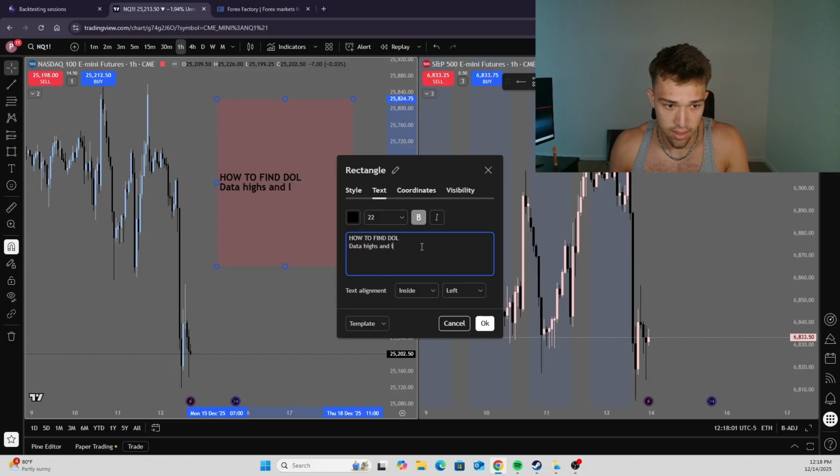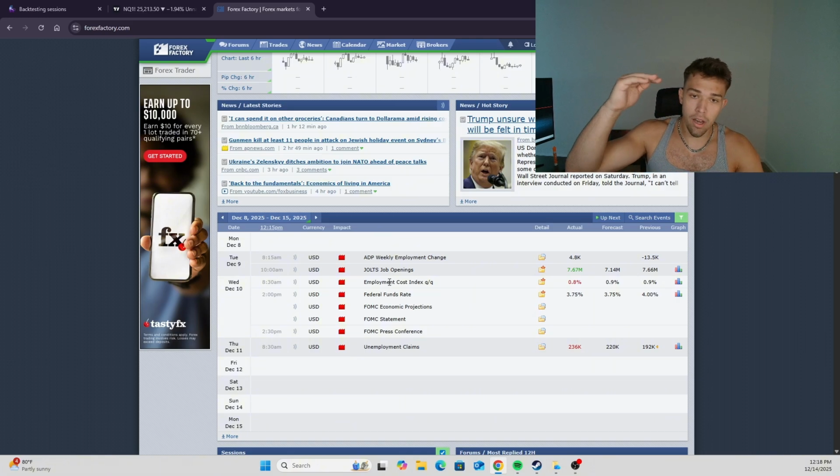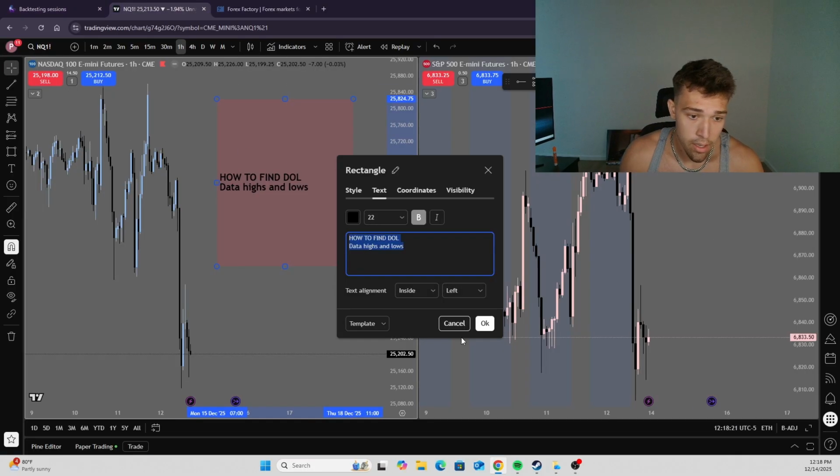data highs and lows. Basically, if you go to Forex Factory, every day you'll see the red folder news, and these are going to be data candles. So you have a 10 a.m. data candle, you have an 8:30 data candle. That candle will create a high and a low, and every single time that high or low will always get swept. Those are great targets for draws on liquidity.